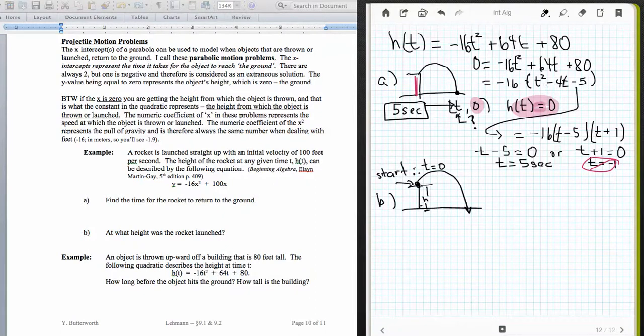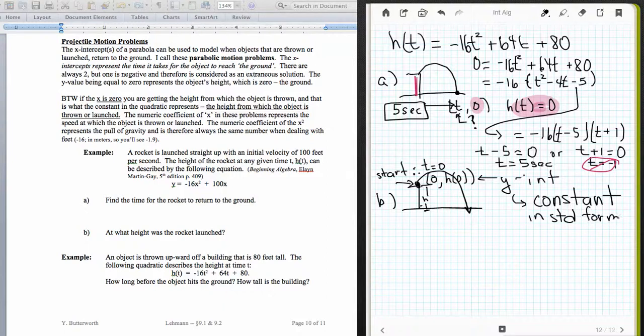Now, the next question says, how tall is the building? Well, this building's height is how high off the ground it is when it starts, right? So when time equals 0, that is the building's height. So that is my y-intercept. And when a function is in standard form like this, my y-intercept is going to be my constant.